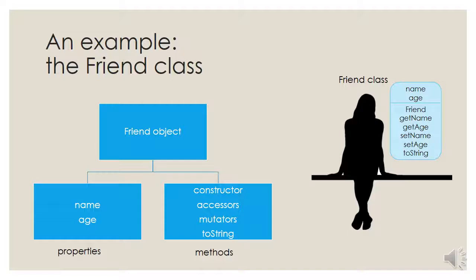Our friend object will have the properties, the person's name and age, and the methods will be things like constructors, accessors, mutators, and toStrings. These are ways of getting hold of the data because the data is private and hidden away. So we have to be able to put data into the object and get it out again.